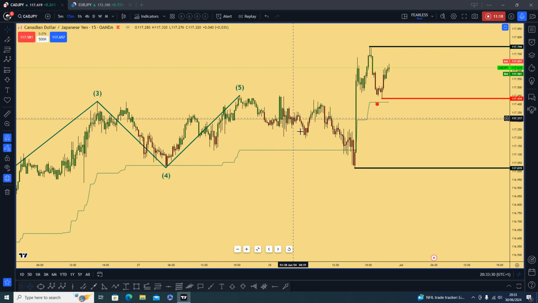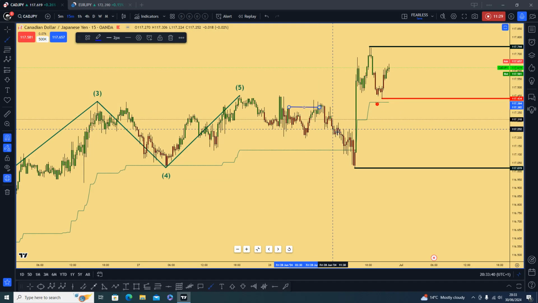0, 1, 2, 3, 4, and 5. Look at the 4. 4 came above the 2. Eventually, look at what happened. Price came back above here just because the 2 was violated. And that is the reason the wave structure count gives you consistency in terms of your expectation. Okay, so we are now at the high.